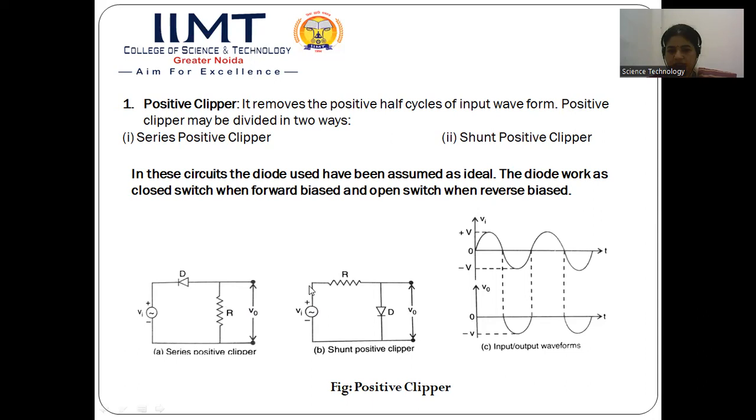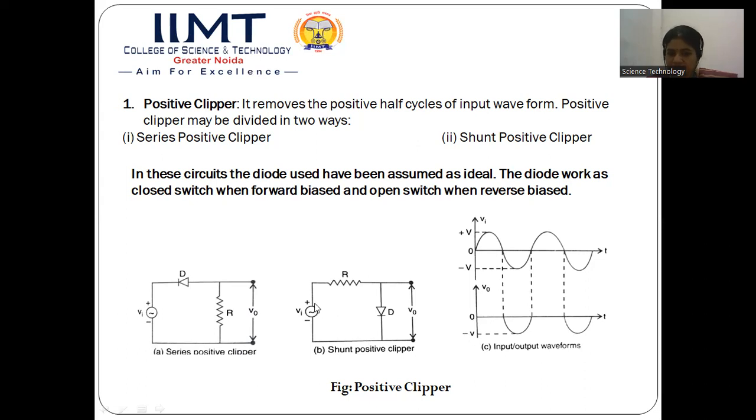Again, we will consider the two half cycles. During the positive half cycle, this diode will be forward biased and during the negative half cycle, it will be reverse biased. So during the positive half cycle, when it is forward biased, this diode will act as a short circuit or closed switch. So the voltage drop across the diode will become 0. All the voltage will be dropped across this resistor R. So we will get VO equal to 0. There will be no voltage drop across the diode D. So during the positive half cycle, in the output, we will get no wave. So there we can say again that the positive portion of the wave has been clipped.